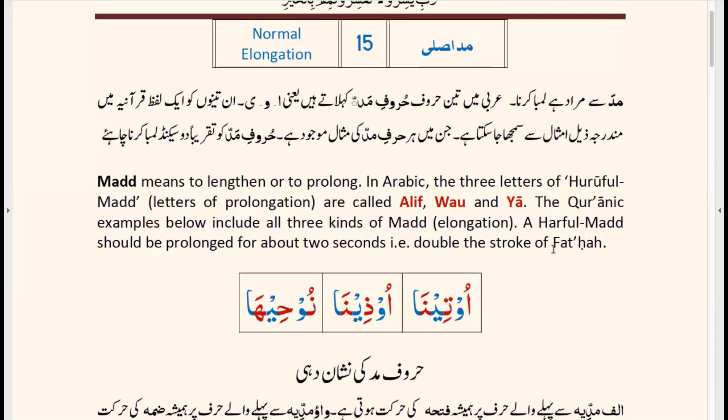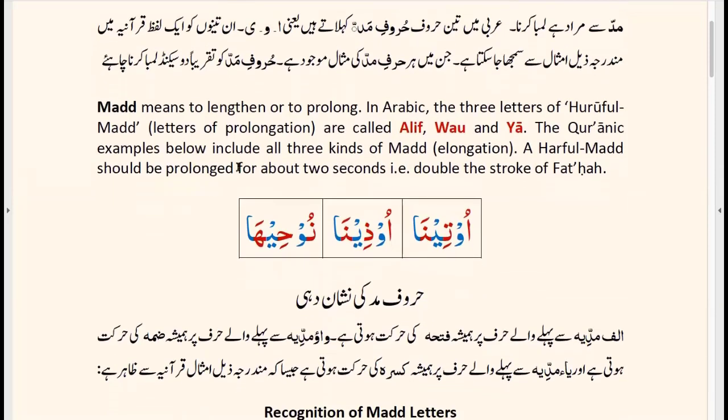Okay, the Quranic examples below include all three kinds of mad elongation. So mad means elongation. A haruful mad should be prolonged for about 2 seconds, i.e. double the stroke of fatha. Okay, so here in this example we have all three kinds of haruful mad. We can see the waw here, and the ya here, and the alif here.